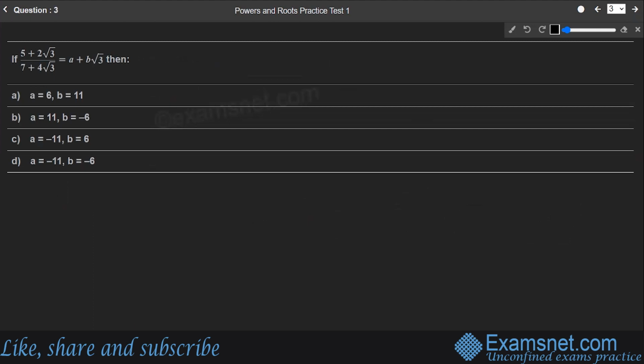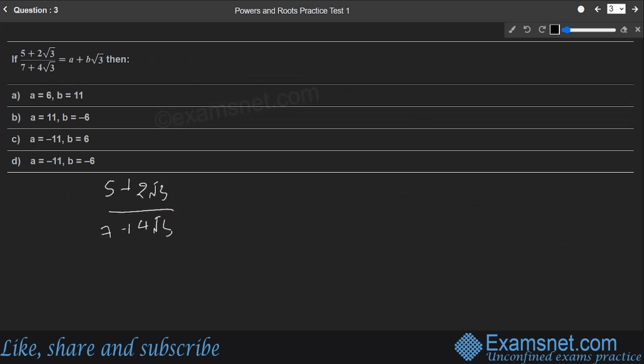Next, if (5 plus 2 root 3) over (7 plus 4 root 3) is equal to a plus b root 3, then we are supposed to find the values of a and b. So let us write the left hand side first. The left hand side is 5 plus 2 root 3 divided by 7 plus 4 root 3.